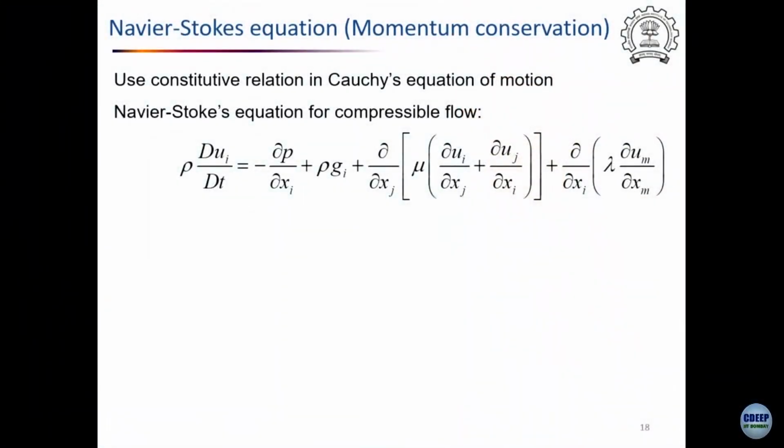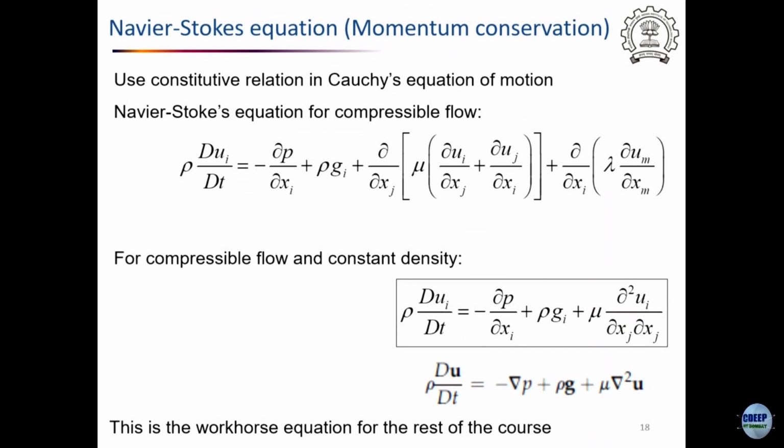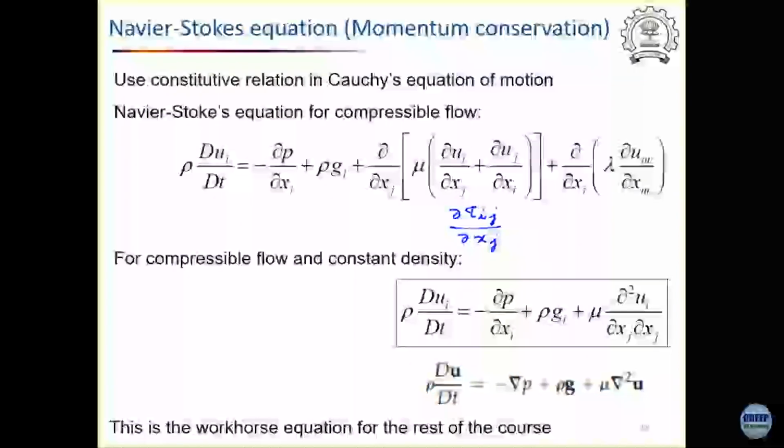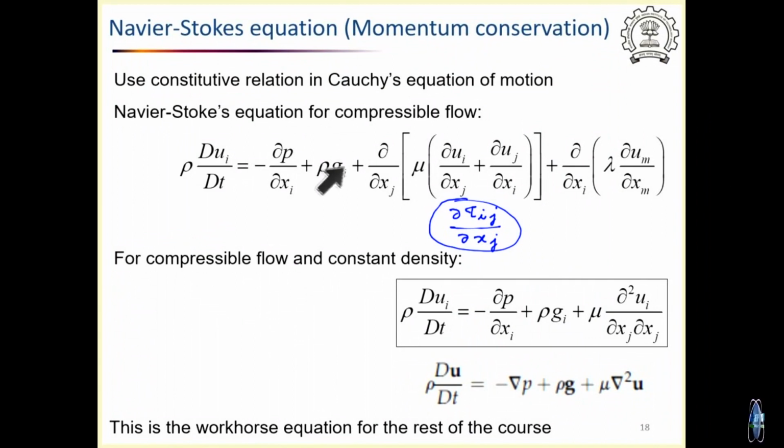Now we come back to the momentum conservation equation. We use all this business that we have learned, the constitutive equation, and come back to the momentum conservation equation. This is the Navier-Stokes equation for compressible flow. What I have done is, you had acceleration equals rho gi plus surface forces. What was the surface force term? That term has now become minus dou p by dou xi plus dou by dou xj of all this. This is the pressure part, the static part. This is the deviatoric part due to fluid movement, and this is because of compressible flow.